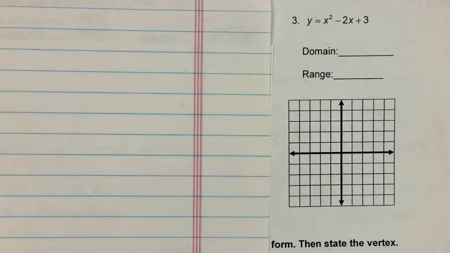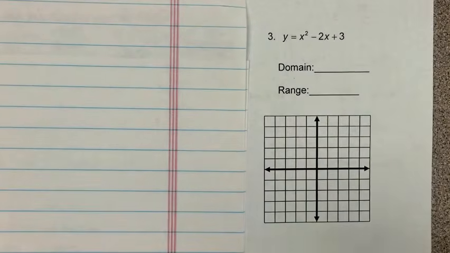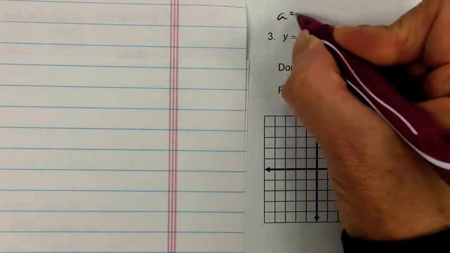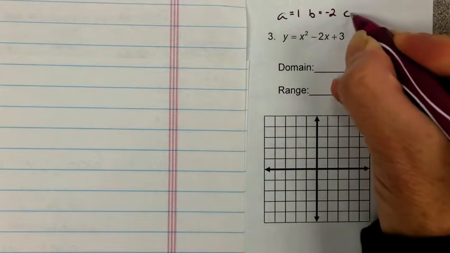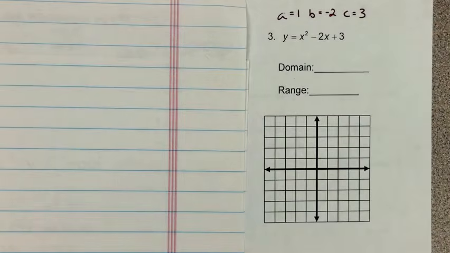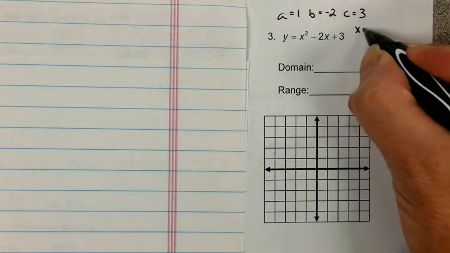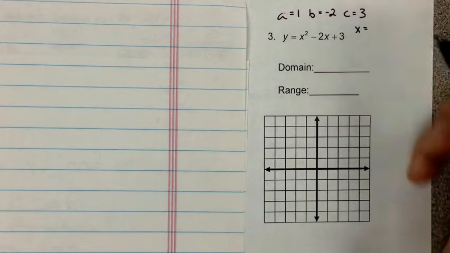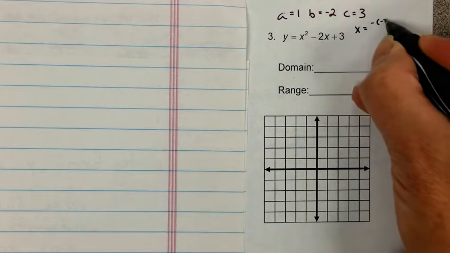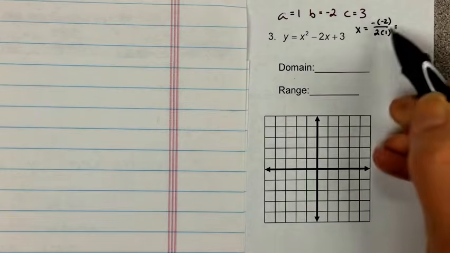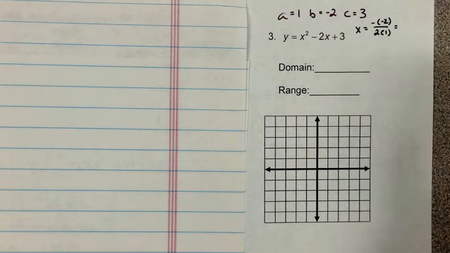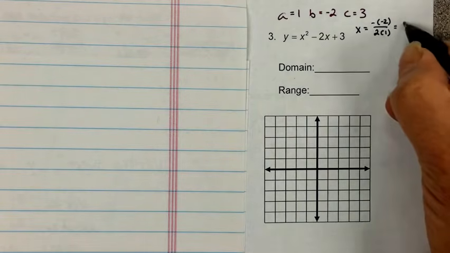So if I'm looking at my equation here, my a value is 1, my b value is negative 2, and my c value is 3. So if I wanted to plot this by hand, I would take this x equals negative 2 over 2 times 1. If I put that into Desmos, that would be a 1.